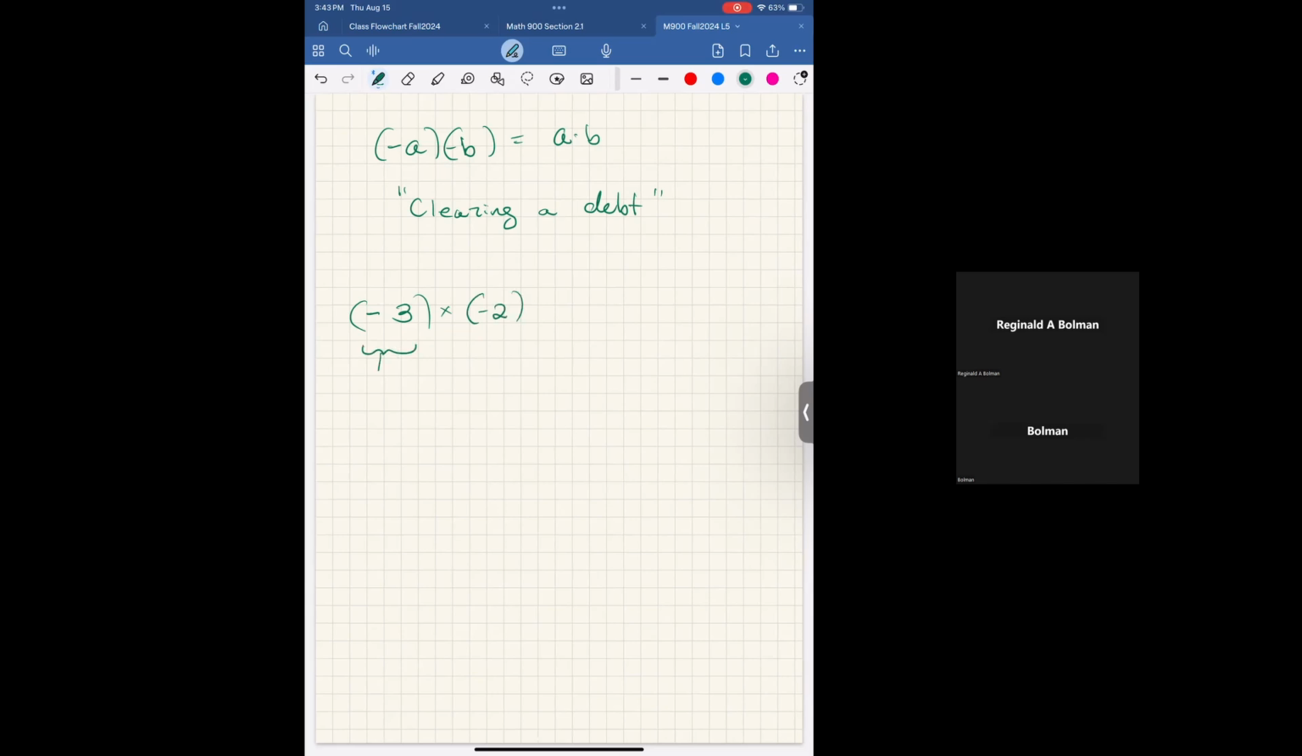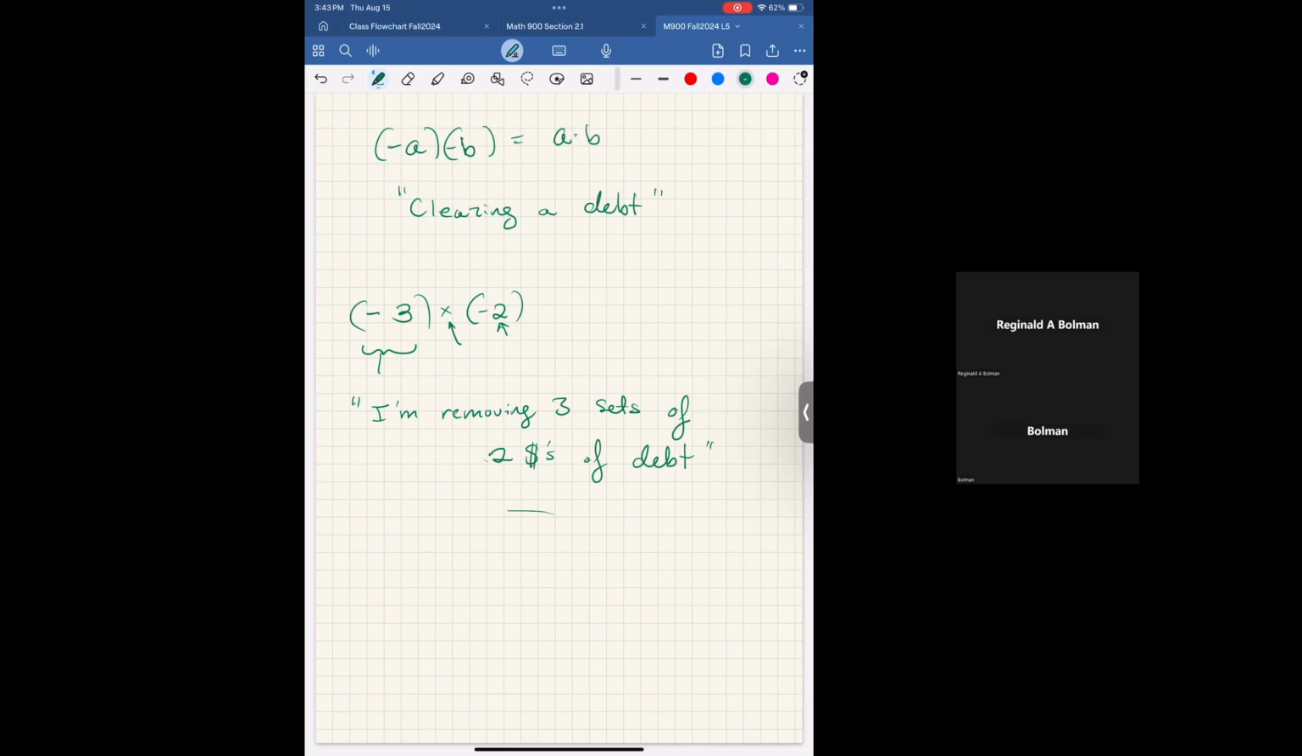If -3 says, I'm removing 3, the multiplication symbol means sets, and the -2 on this end represents debt. You say, I'm removing 3 sets of $2 of debt. That's literally what -3 times -2 would represent. It says, I'm removing 3 sets of $2 of debt.